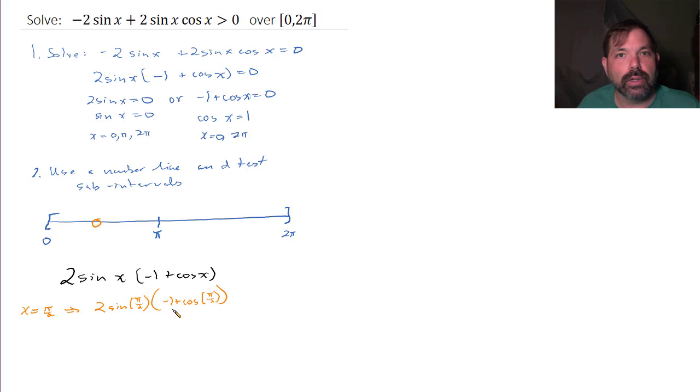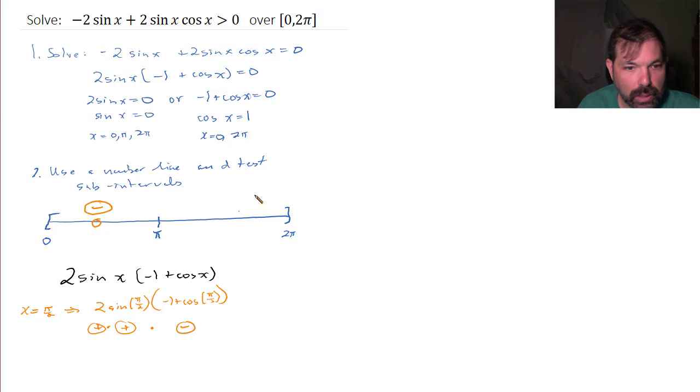Now all that matters here is, is it positive or negative? So 2 is positive. The sine of pi over 2 is 1, which is positive. And then I have negative 1 plus the cosine of pi over 2. The cosine of pi over 2 is 0, so negative 1 plus 0 is negative. So I have a positive times a negative. This is negative. And what that means is, if I found the boundaries correctly and done my test correctly, any choice of input in that interval would give me a negative output.